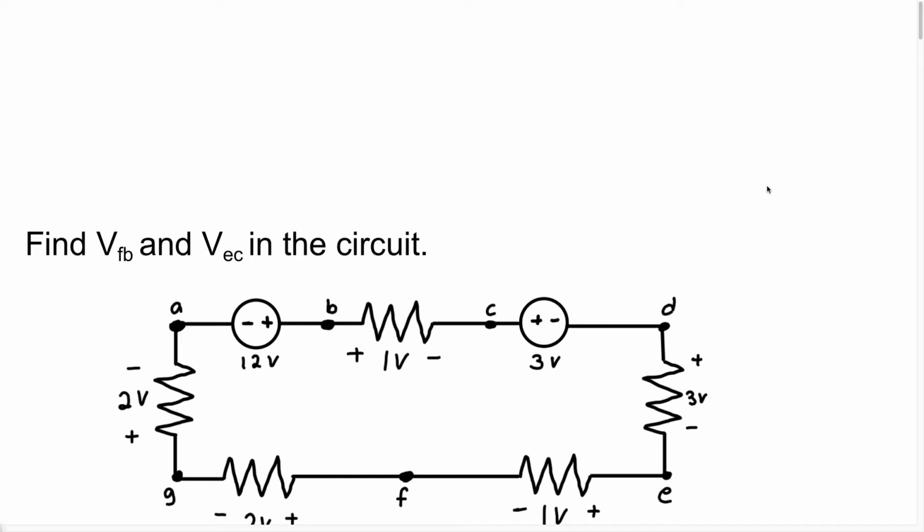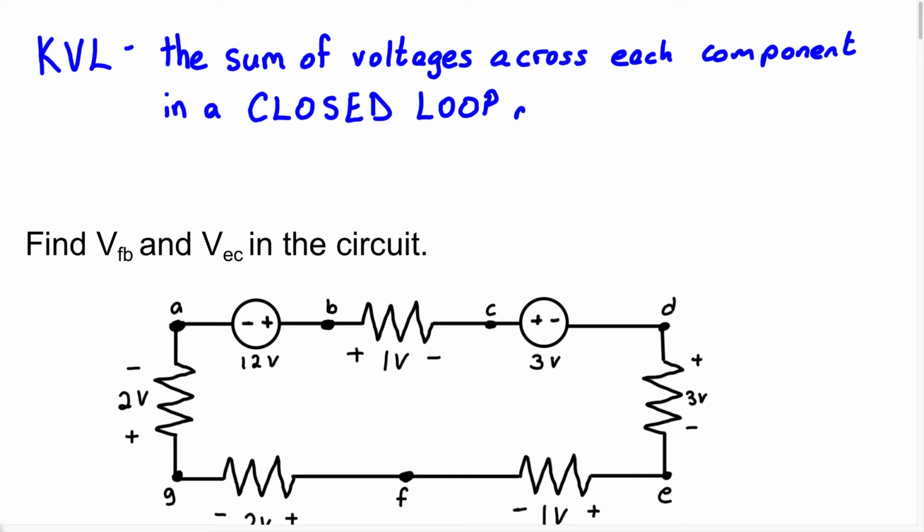So let me write that down quickly. Now, I'm going to use KVL as a shorthand notation for Kirchhoff's voltage law. So KVL. Okay, so one more time. Kirchhoff's voltage law is going to be the sum of voltages across each component in a closed loop must equal 0. So we're going to add up all the voltages across every component, and that must give us 0, right?